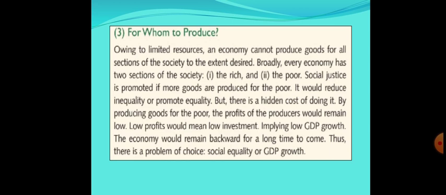The third problem is for whom to produce. This problem is also called the problem of distribution of goods and services. It again involves choice. If a country decides to produce goods and services in favor of the upper class of the society, it is sacrificing social justice. On the other hand, if it decides to produce only for the poor, then it is sacrificing growth, as the country will only focus on producing necessary goods for mass consumption purposes.